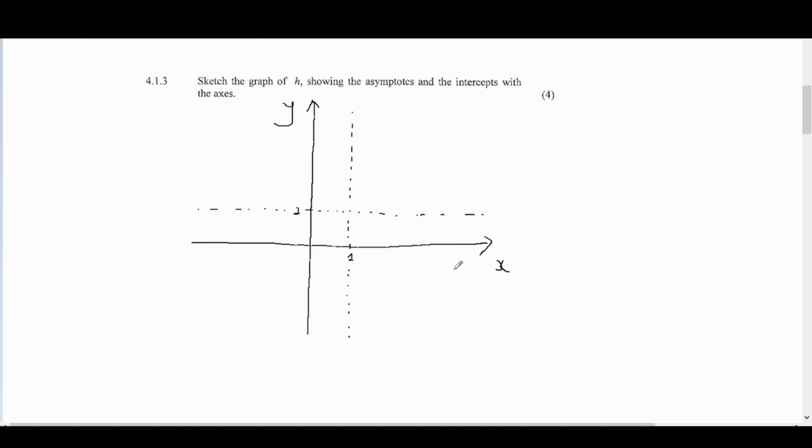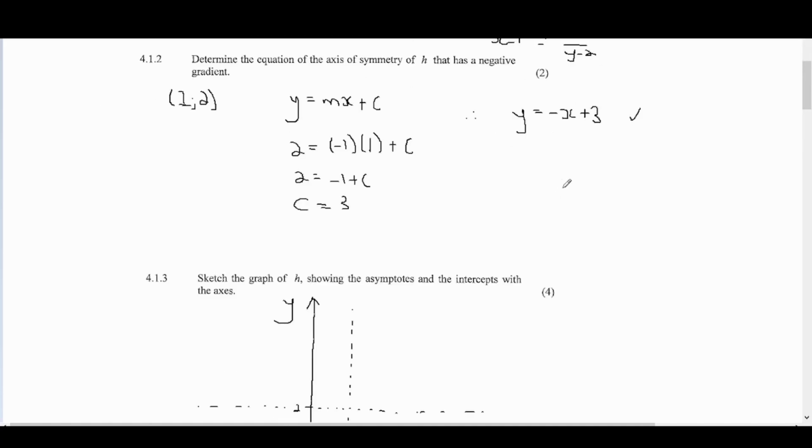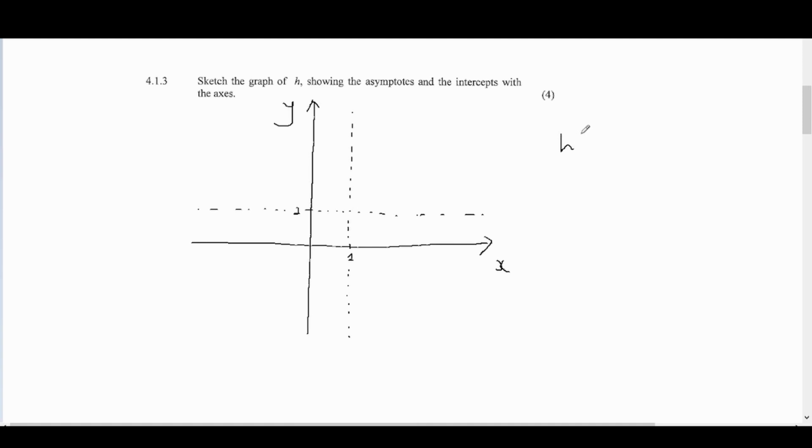And then now we draw our graph. Remember our equation is, let's get our equation, h of x. So our equation is h of x equals minus 3 over x minus 1, plus 2. So we can see that our a value, or in this case minus 3, is negative. So our graph will go in this top left corner and in the bottom right corner.